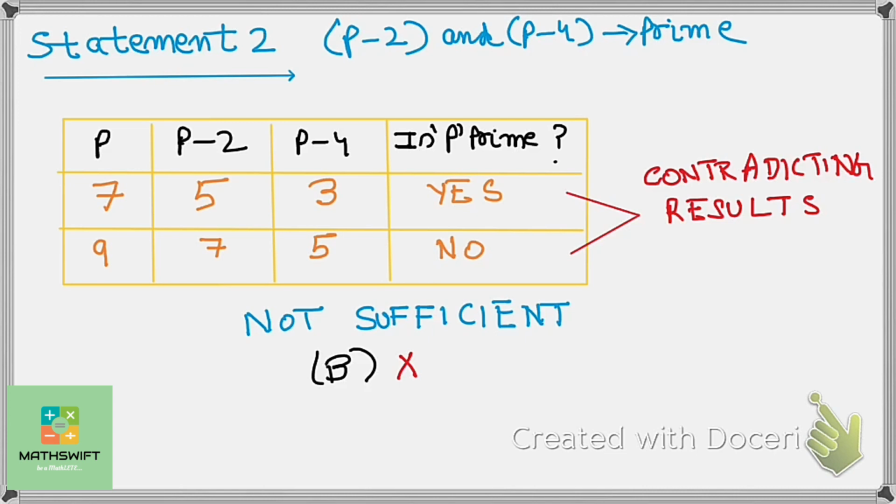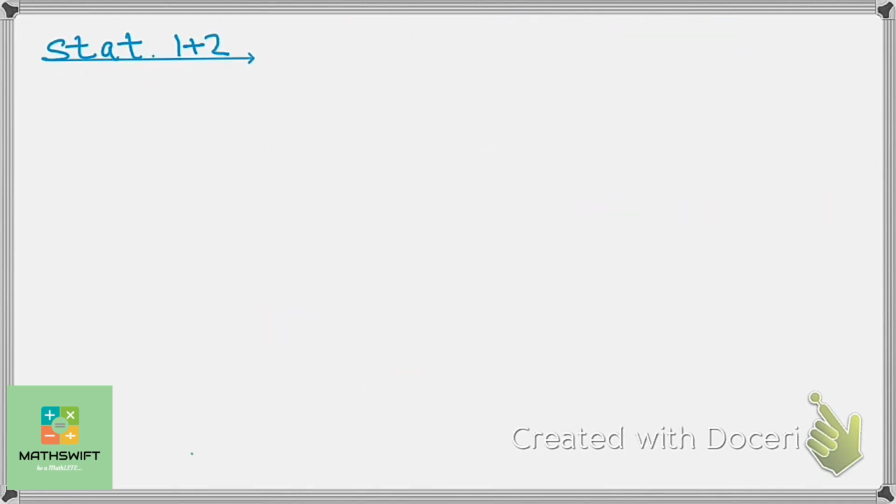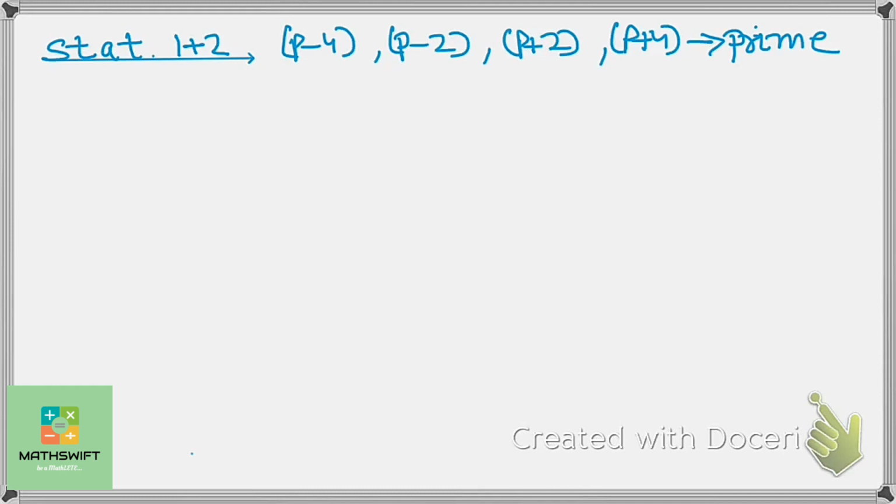But we won't stop here, because we now know this little yet important thing over here that says any prime number greater than 3 can be written as 6n plus minus 1. So we'll make use of this and eliminate one more option to get to the correct one. Okay, so for options C and E, we need to combine both the statements, and we do so only when we have considered both the statements separately and neither one comes out to be sufficient on its own. So let's combine both the statements, and the information that we now get is p minus 4, p minus 2, p plus 2 and p plus 4 all are prime.